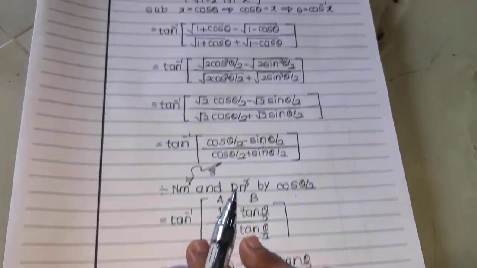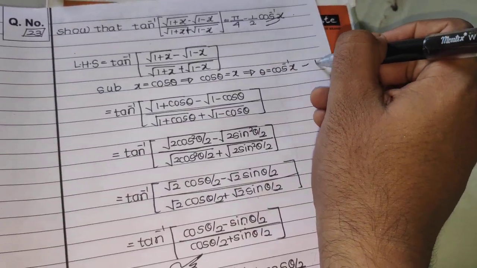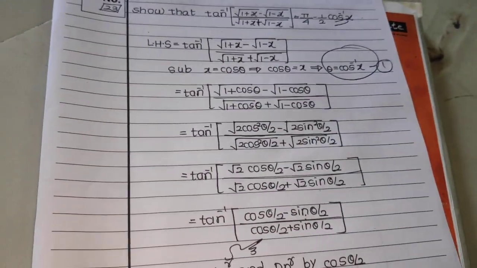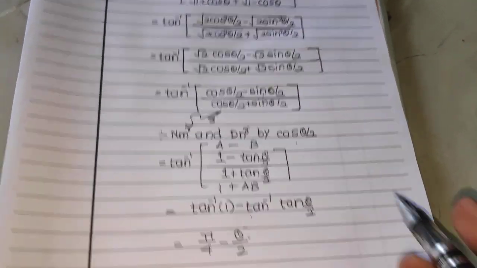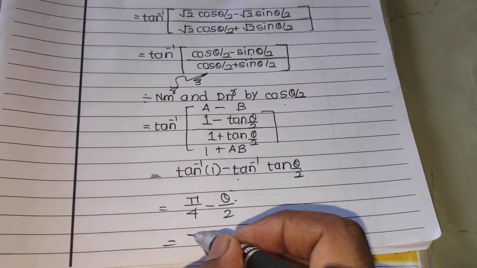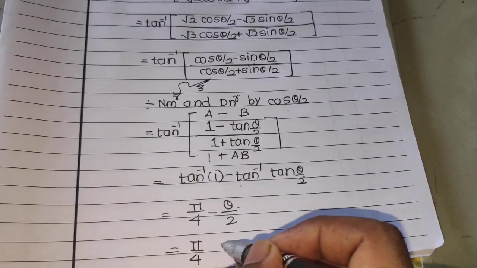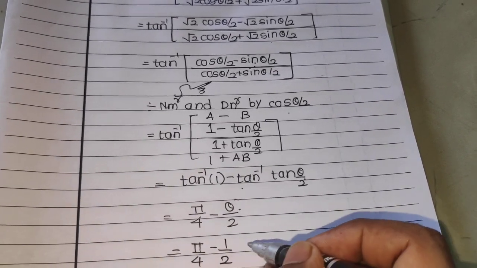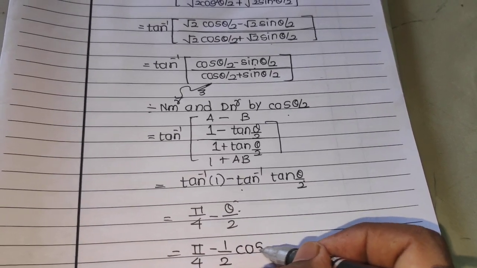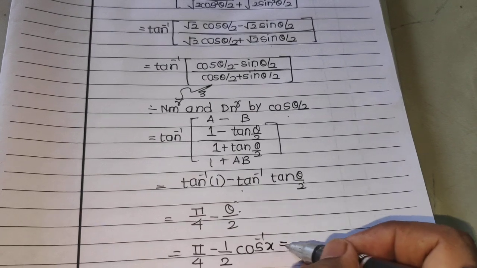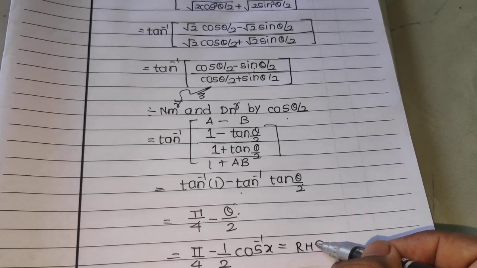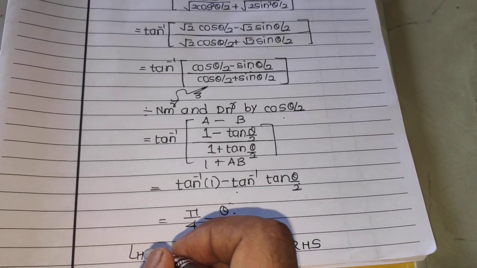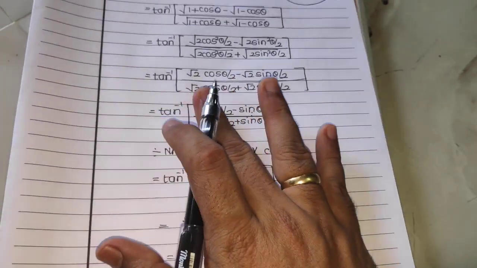What is the value of theta? I think here we have the value of theta with us. Yes. So pi upon 4 minus half of theta, and theta is cos inverse of x. This is LHS equals RHS. So very nice question. Let's quickly go through that.